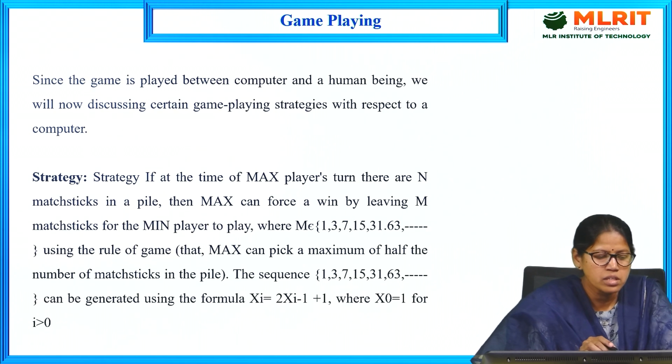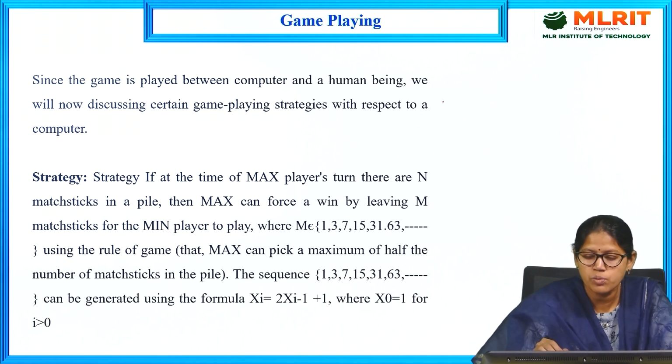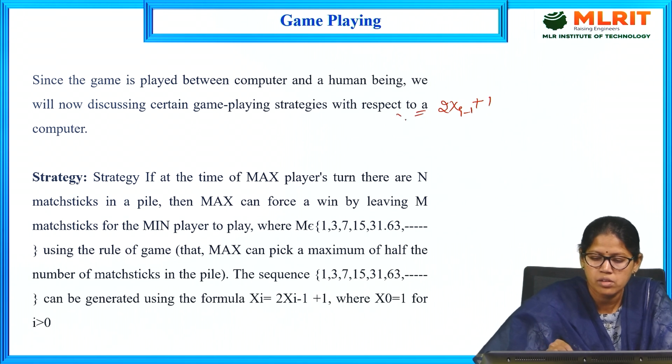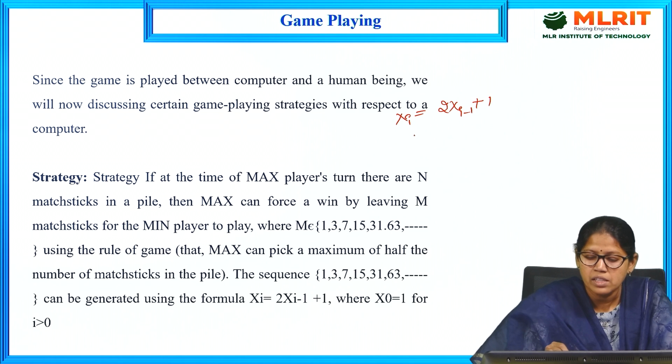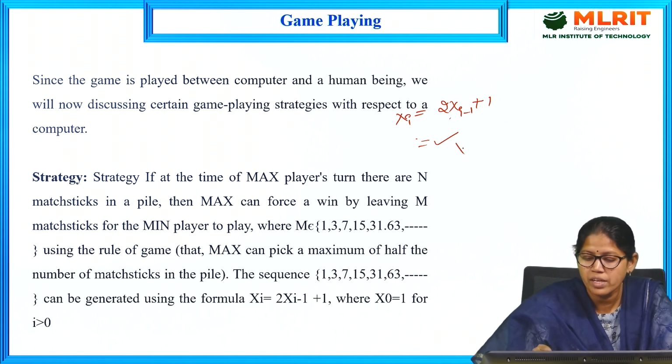Okay, next, what are the strategies to win the game by the max player? There are 2 strategies. The first one is 2xi minus 1 plus 1, where x0 equal to 1. So these many sticks are taken by the max, and whatever sticks are left will be left for the min to take, so that it will be the winning strategy of the max. There is a sequence.